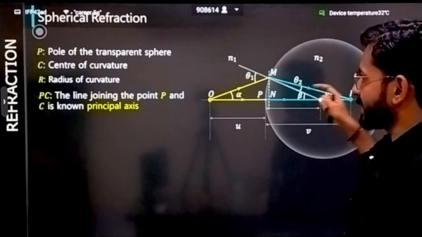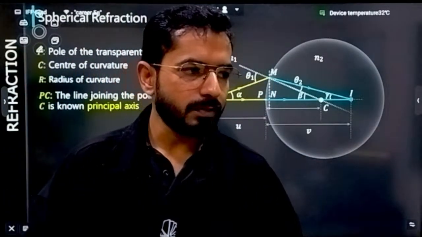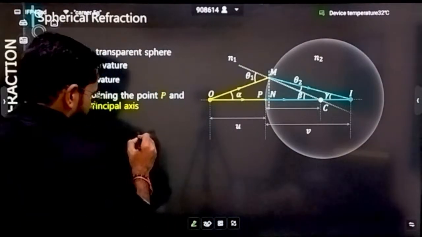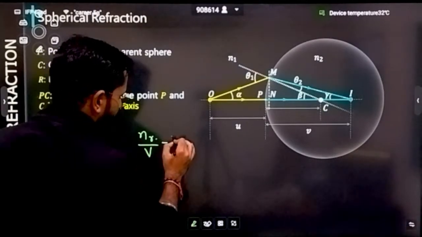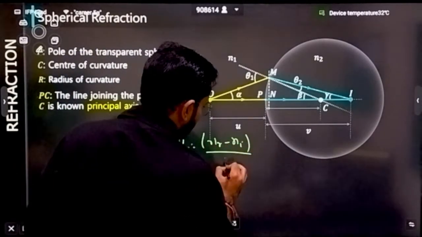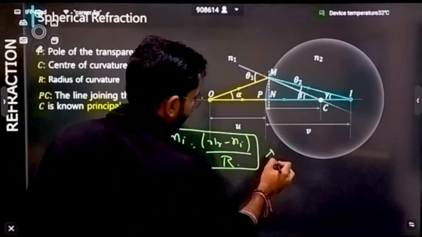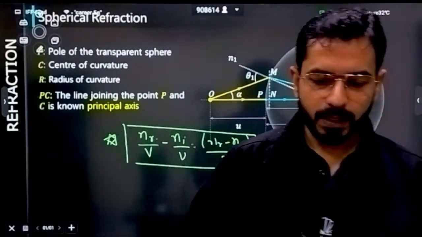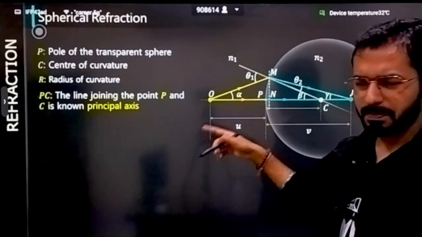A better way of remembering the same result, I will tell you: don't remember it this way, in n1 and n2. I always tell you not to remember formulas in terms of n1 and n2. Always remember formulas in terms of incident and refracted. So the same formula you will write: n of refracted medium divided by v minus n of incident medium divided by u is equal to n of refracted minus n of incident divided by r. This is the formula that you should always remember, because it will not create any confusion at any point. Suppose multiple refractions are there, then also the formula will be very clear to you using this method. Clear? So don't go for n1 and n2.